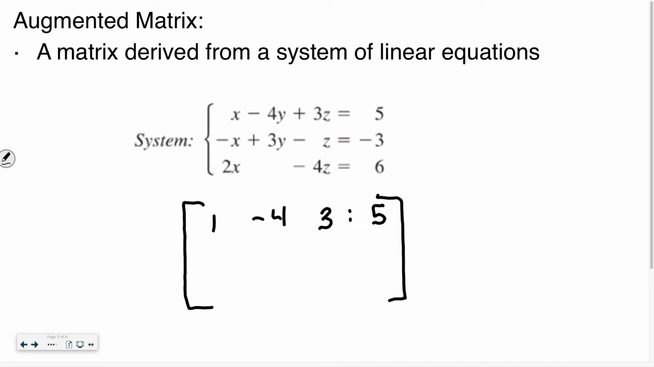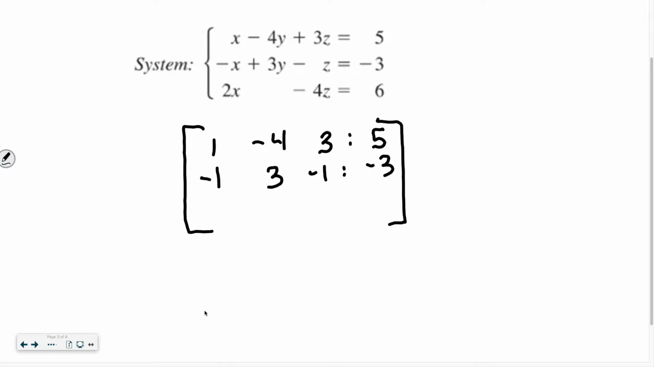2. Okay, and then I could do the second equation. That's negative 1, 3, negative 1, and negative 3. And then in the last one, because you don't have a y term, what do you have to put in that entry? A 0, a placeholder for that y. So 2, 0, negative 4, and 6.